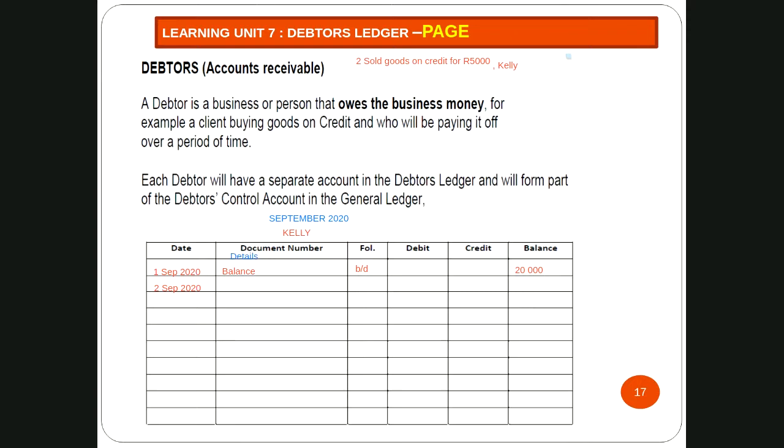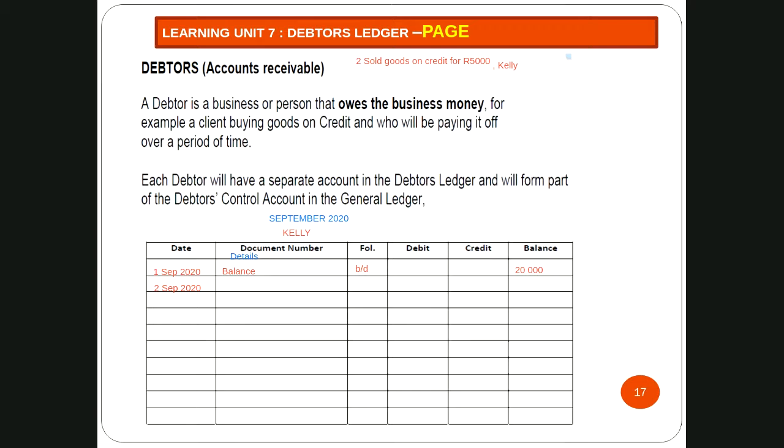So here is where we record the source documents. You remember the source document we had before? When we went through the source documents, when you buy something, they give you proof. Like when you go to the canteen, they give you that slip. You go and pay your account somewhere, they give you the receipts. So that's the source document. So we need to record the source document here.